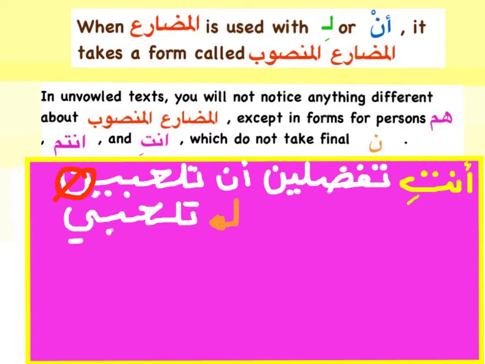And okay, so this is the n, and this is the effect of the n. أنتِ تفضلين أن تلعبي. This one is wrong because when it's mansoub, the n drops and you got it, yeah. And that's for أنتِ أنتم هم. We're going to look at an example with هم.